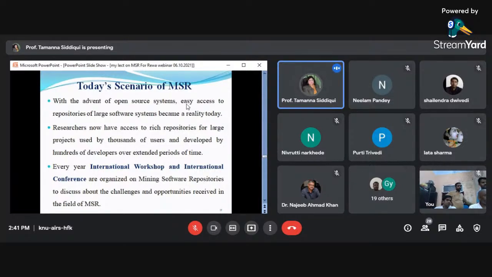Mining software repository is a current research area. So what is today's scenario? With the advent of open source systems, you have seen that GitHub is open source available. That means it is open source. I have used GitHub without paying money.